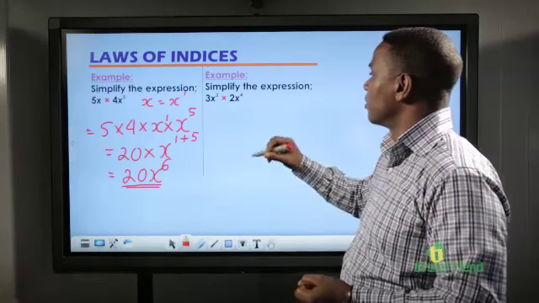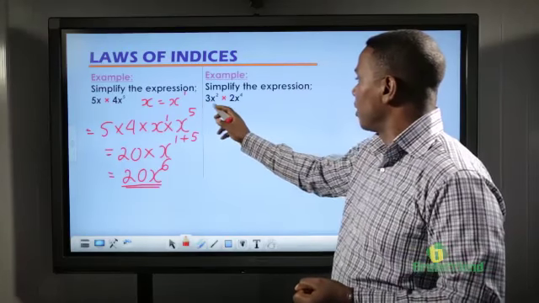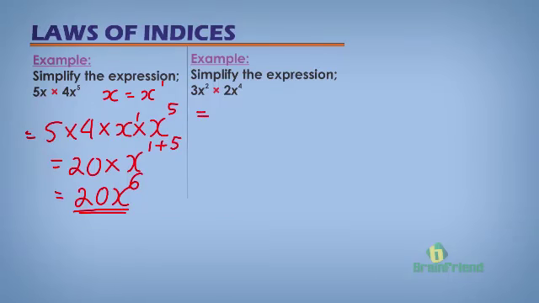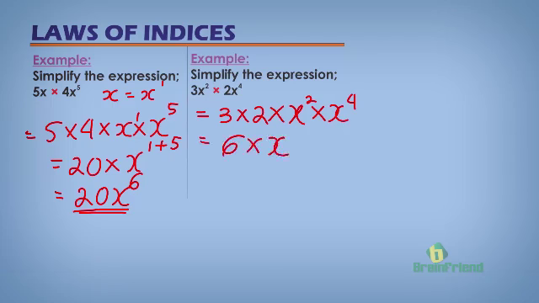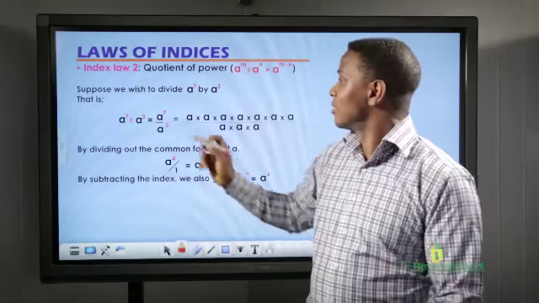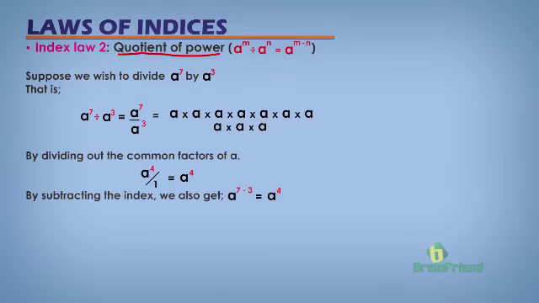Let's take another example here, similar to what we had earlier. In this instance, now we understand, we can quickly work this out as 3 times 2 times x squared times x raised to power 4. This would quickly give us 6 times x raised to power 2 plus 4, which would be 6x raised to power 6.